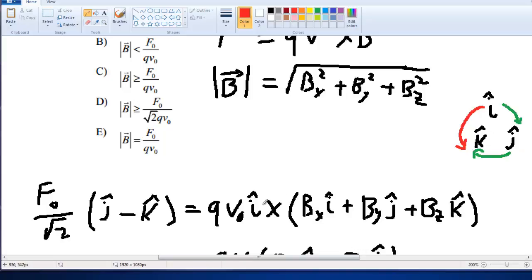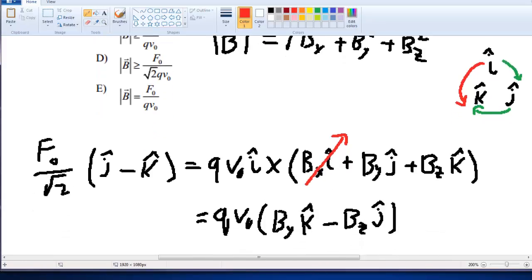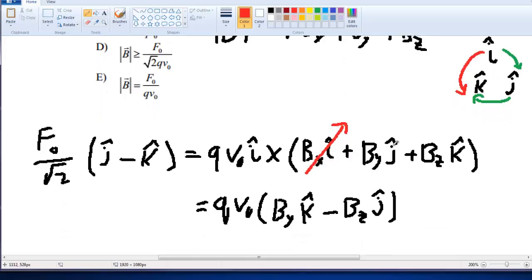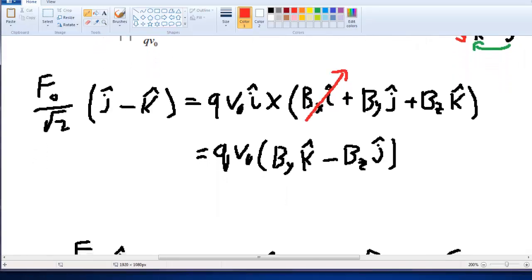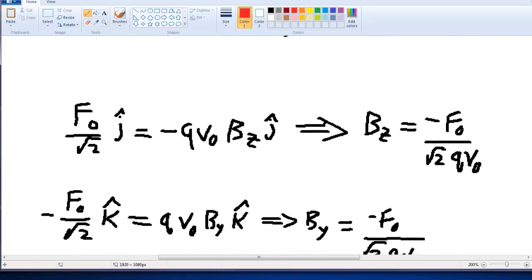So first off, with the I hat term, this is actually going to cancel out because it's crossed with itself. This is going to be important later because this means that we cannot determine the magnetic field component in the x direction. And then if we go down here, you can see that I hat cross j hat will equal k hat, and I hat cross k hat is going to equal negative j hat. And now we can separate the expression into its individual components.